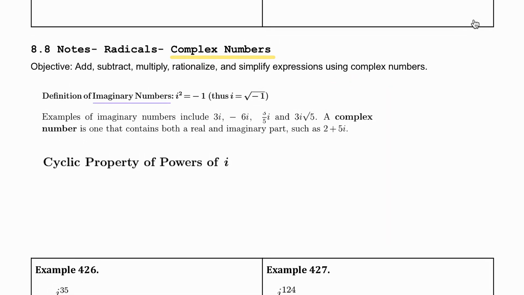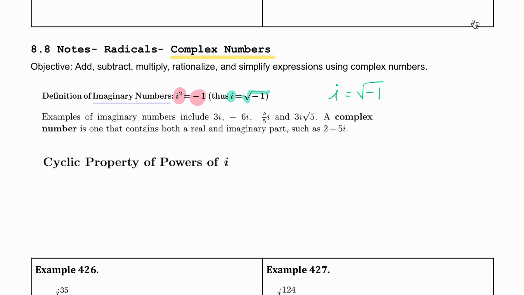Okay, so real quick, a definition for an imaginary number. We define i squared as negative 1. So we define i as the square root of negative 1. So, important thing to remember: when we talk about i, we just mean the square root of negative 1.